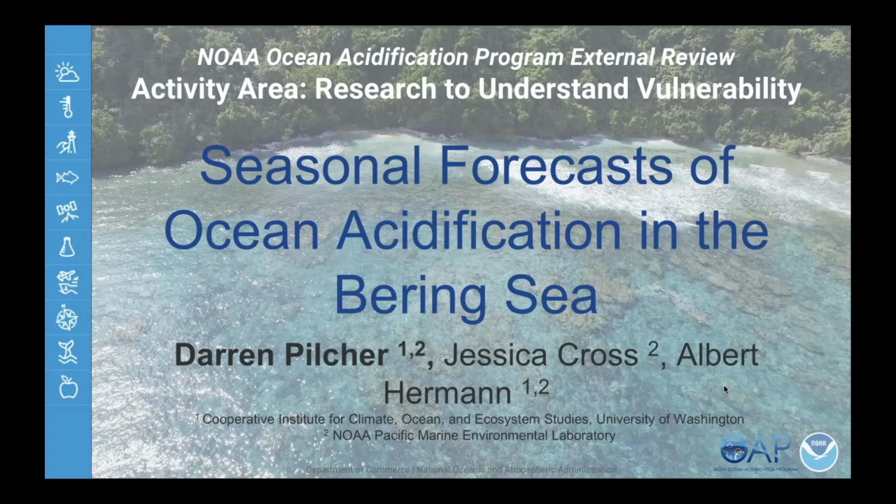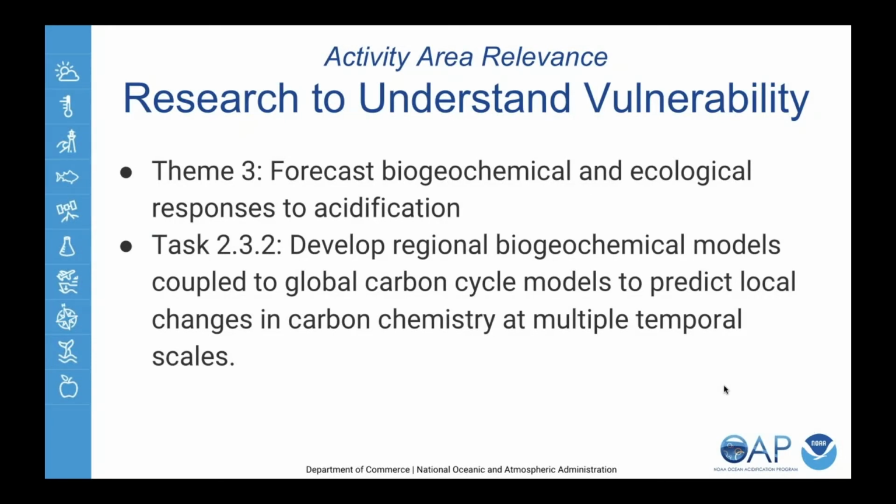Today I'm going to be presenting a project that just started earlier this year, funded by OAP, to develop seasonal forecasts of ocean acidification in the Bering Sea. Specifically, this is part of the Research to Understand Vulnerability activity area, theme 3. And in the 2010 NOAA research plan, the Alaska chapter, this is specifically addressing the task to develop regional biogeochemical models to predict changes in carbon chemistry at multiple temporal scales.